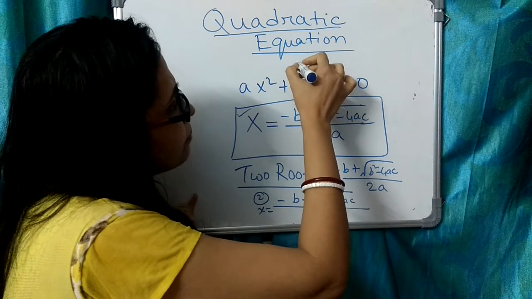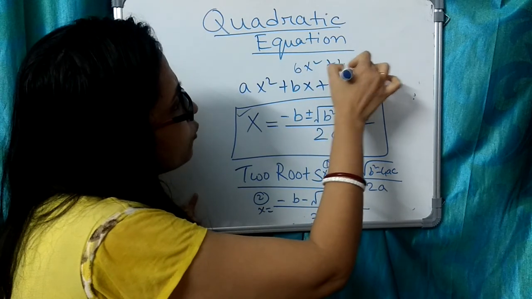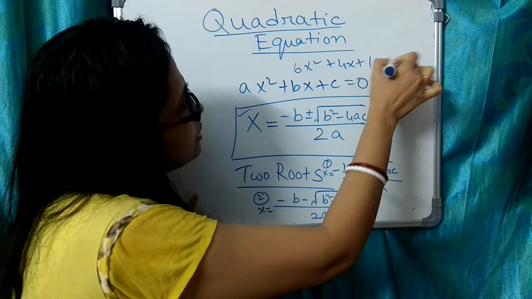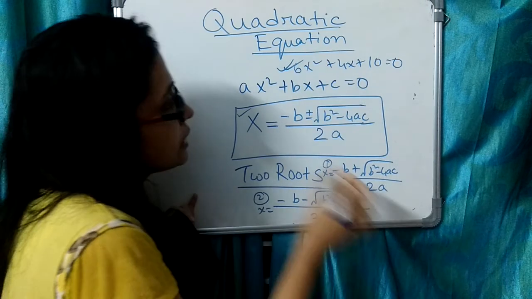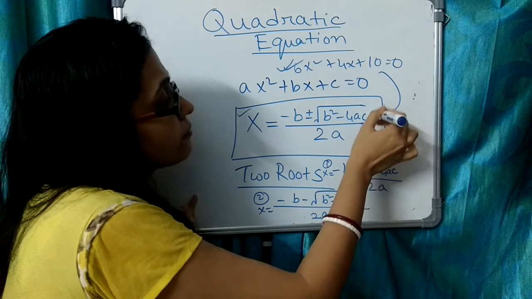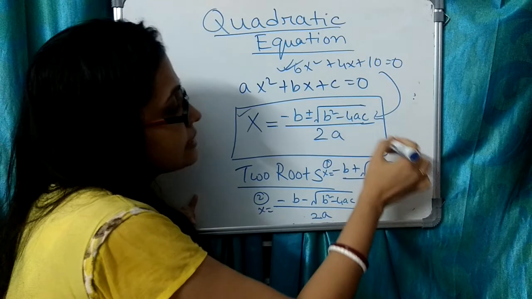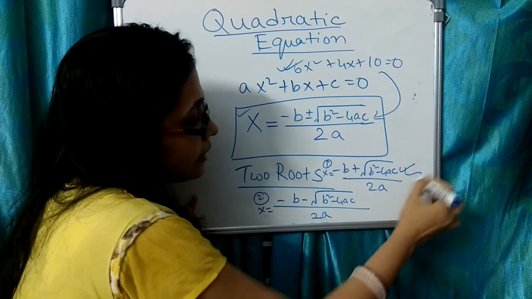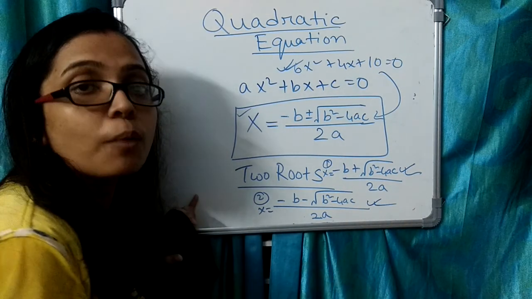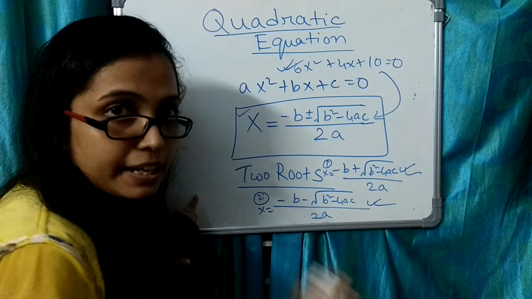So now this is the standard form of the roots of the equation. From any example like 6x² + 4x + 10 = 0, we can find the roots of the equation by putting the values of a, b and c directly into this standard form of the roots of the equation. Clear?